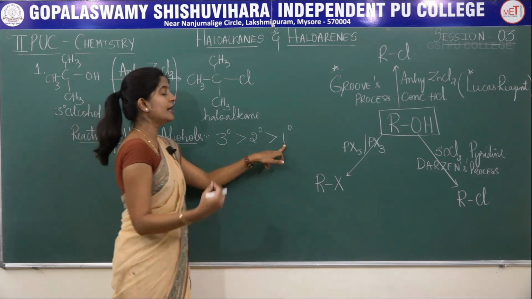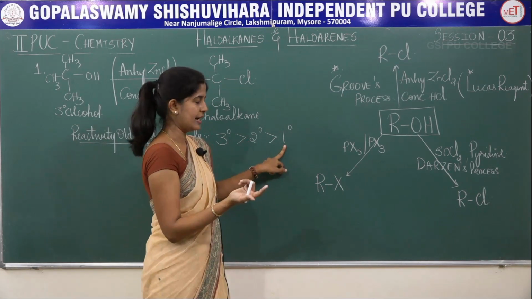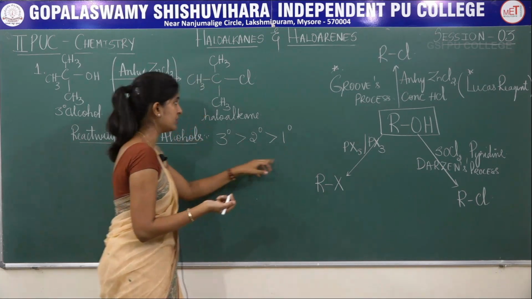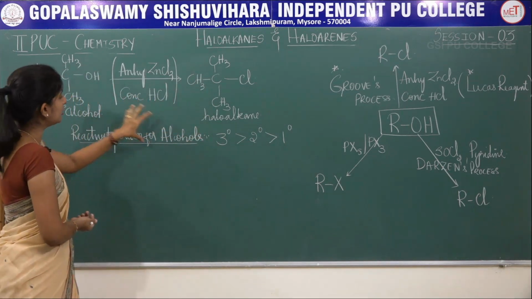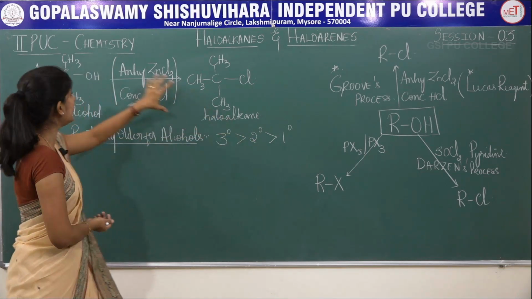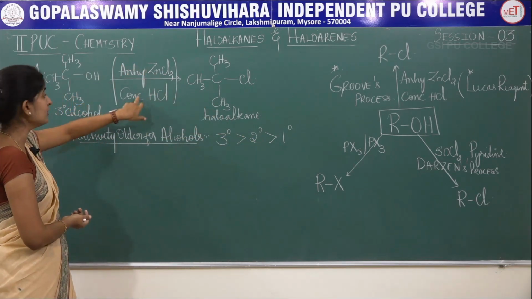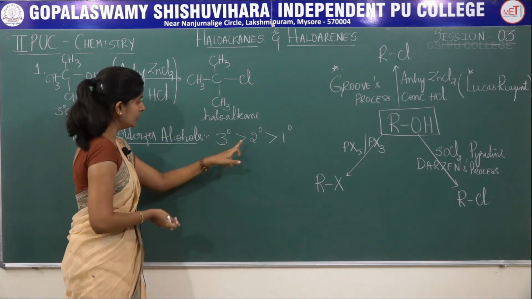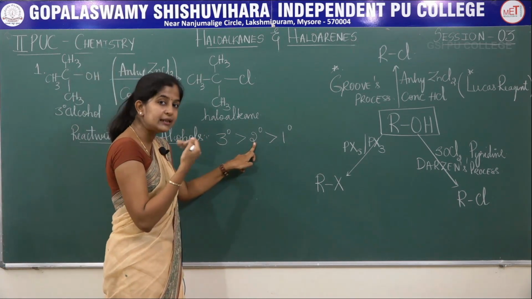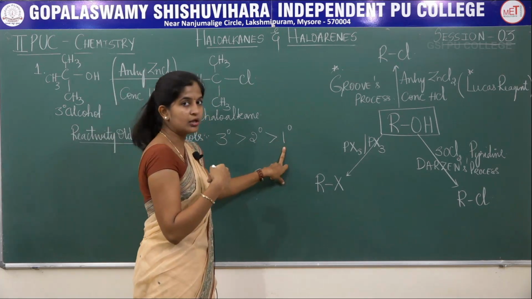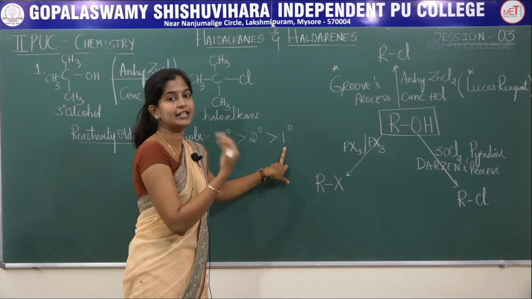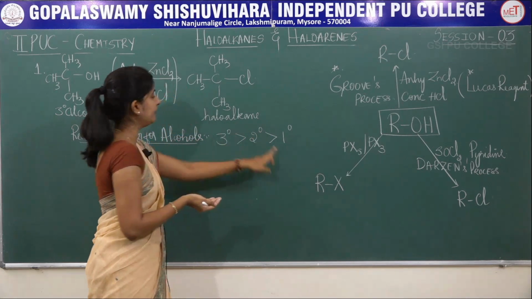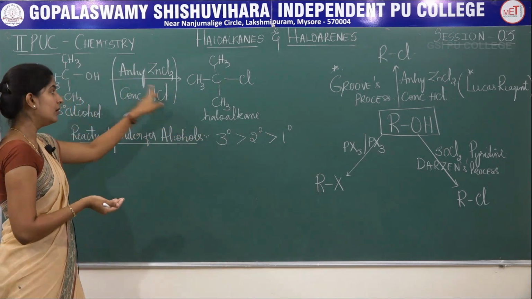If an OH group is attached to a primary carbon atom, it is called a primary alcohol. So what happens to the types of alcohols when they react with anhydrous zinc chloride and concentrated HCl is: tertiary alcohols react very rapidly, secondary alcohols react a little bit slower, and primary alcohols either do not react or react only upon heating. So this is the reactivity order of your alcohols.